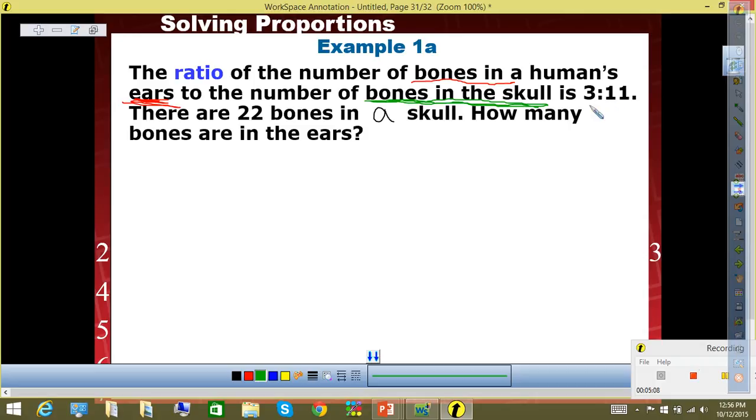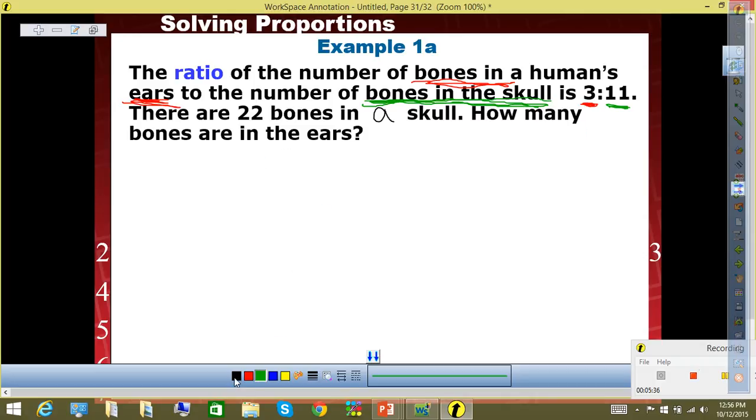This ratio right here has to do with the information that they give us. What is the first piece of information that they give us? Bones in the ears. So the first number here belongs to bones in the ear. The second piece of information is the bones in the skull. That belongs to the 11, because it's the second piece of information. Does everybody see how that's written out? So, the question they're asking: there are 22 bones in a skull. How many bones are in the ears?